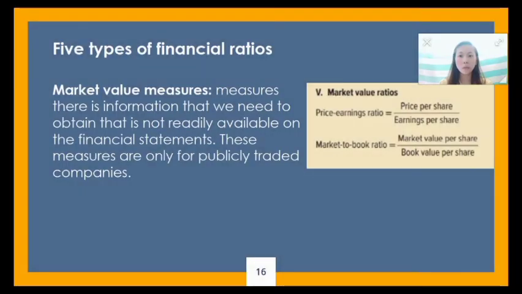Next, market value measures. There is information that we need to obtain that is not readily available on the financial statements. These measures are only for publicly traded companies. Earnings per share measures how much value the company generates per share, calculated by net income over outstanding shares. The PE ratio is defined as price per share divided by earnings per share.